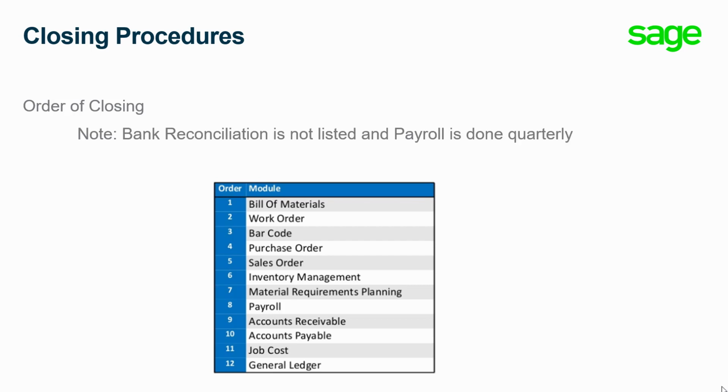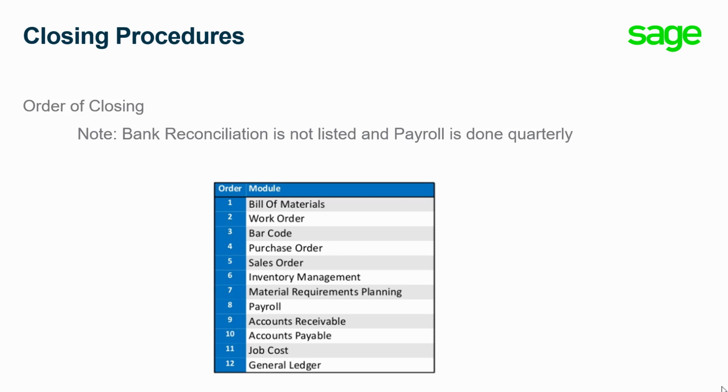You'll also notice that bank reconciliation is not listed. That's generally done when you receive your statements. Payroll is listed, but that's done on a quarterly basis. So be aware that certain modules should close in particular orders.